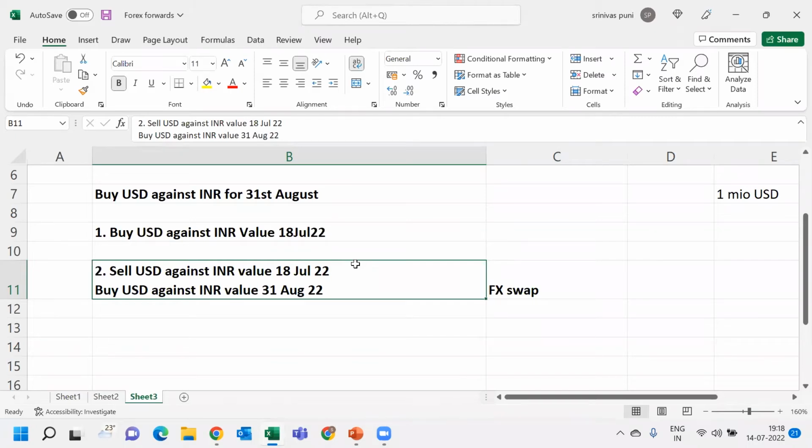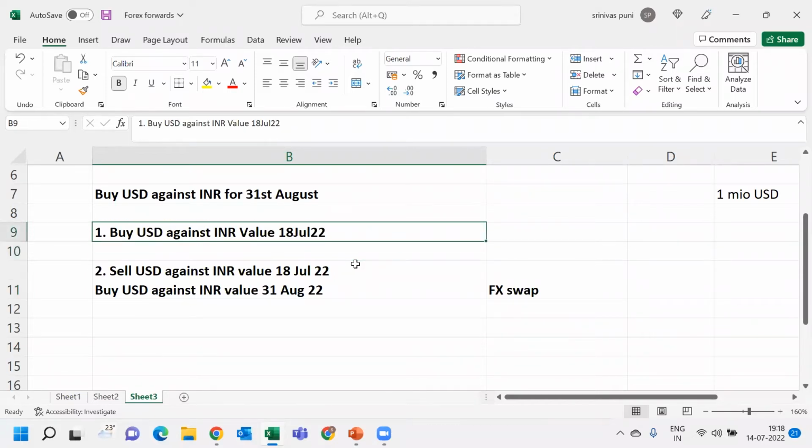You're swapping forex. This is the actual transaction that happens in the forward market, and the spot market is what it is. So when you as a user, or as a company or an individual, go to a bank, the bank will do two transactions for you at the back end. One, you buy dollars against rupees, and you sell dollars against rupees.